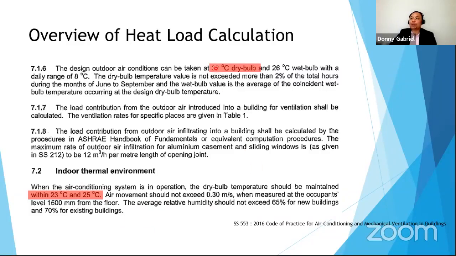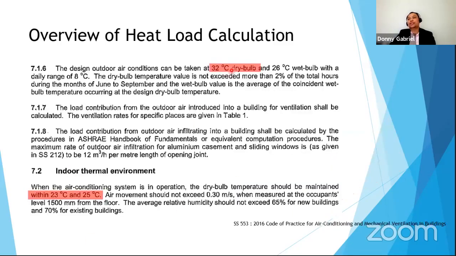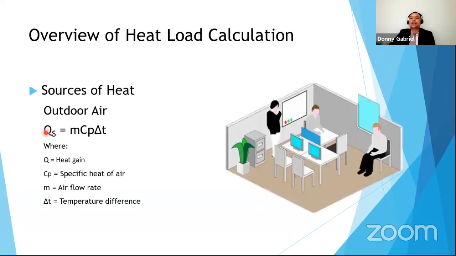So if you plug in these two numbers, 32 and 24, we are able to calculate the outdoor air heat generated. So the formula is Q sensible. We're just talking about sensible because of these sensible temperature readings. Okay. The sensible heat load is the airflow rate times the specific heat of air times the temperature difference.